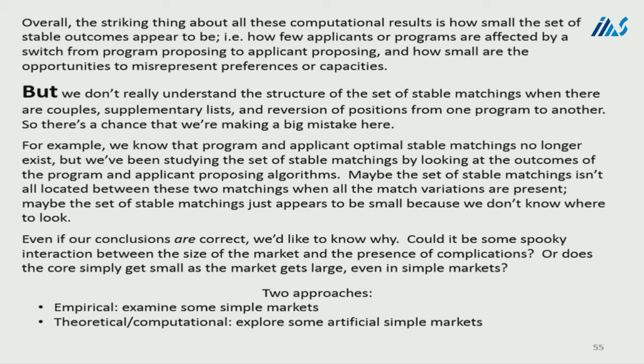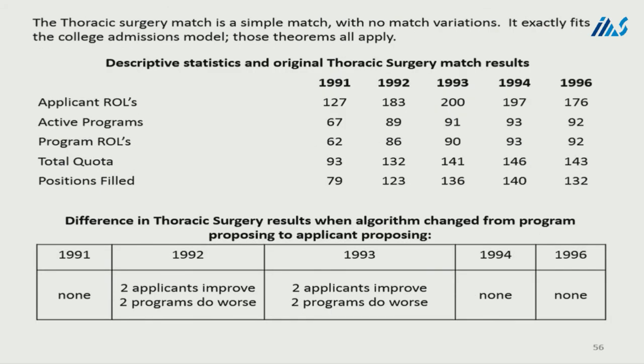And the question is, how can we address that worry? We thought of 2 ways to do it. One is to look at matches. It turns out there are a lot of medical markets. There are fellowship markets, markets for more advanced people. We said, let's look at some that exist that don't have any of these complications, that don't have any couples. And another is we're going to do some theoretical computation.